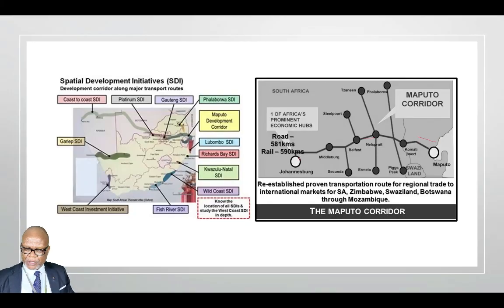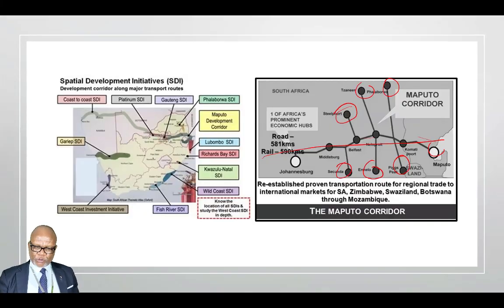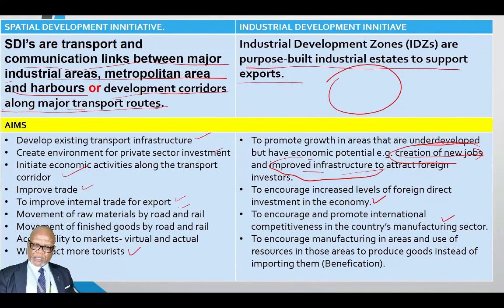So what are you looking at here? You have rail transport and you have road transport. You can look, these are the areas of development. But where are they found? They are found along this route here. So let's look back at the definition. We say it's a development corridor along major transport routes, or you say transport and communication links between major industrial areas, metropolitan areas, and harbors.